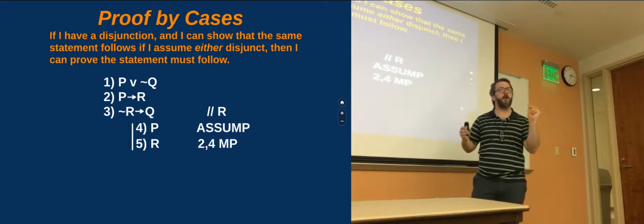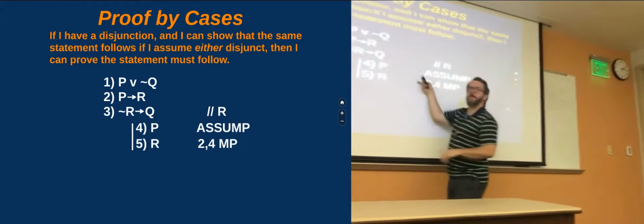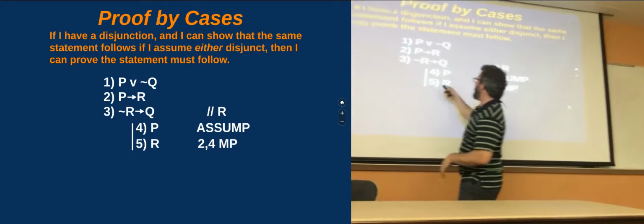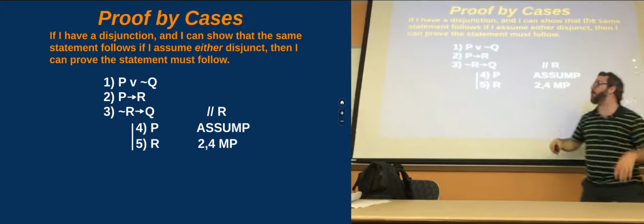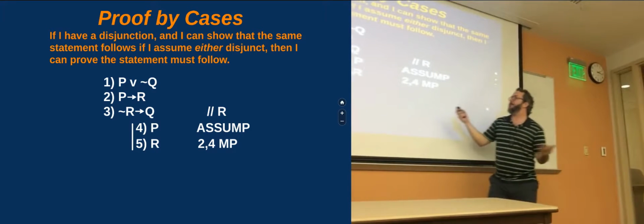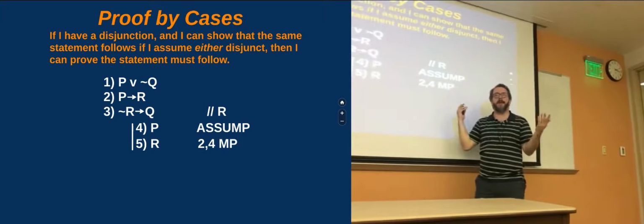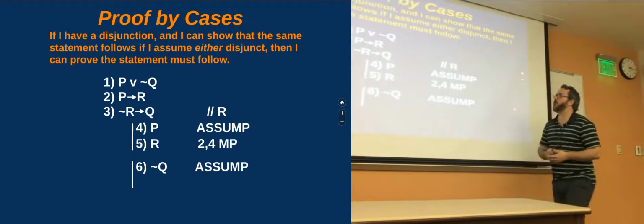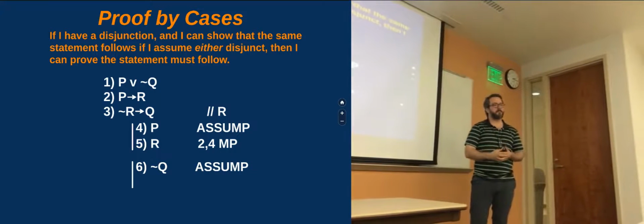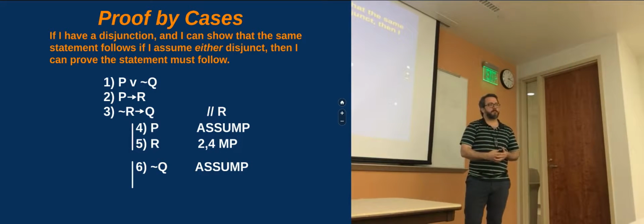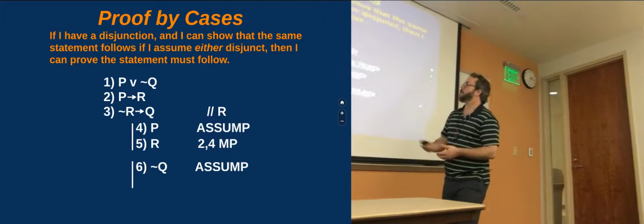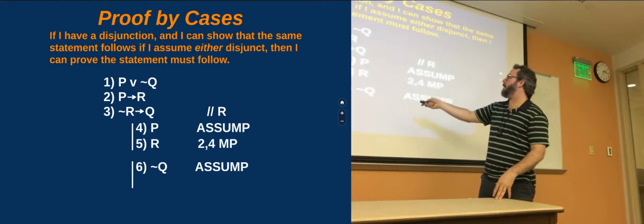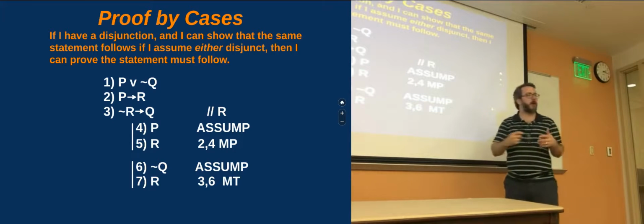Am I there yet? No, I'm not there yet, because I'm still in my assumption hypothetical world. Maybe I could say through conditional proof, if P then R, but I already had if P then R. That doesn't really help me out much, right? But if I also make a new assumption, not Q, what can I do with not Q? Not R, which is pretty much the same as R, right? Through modus tollens, 3, 6 modus tollens will get me R.